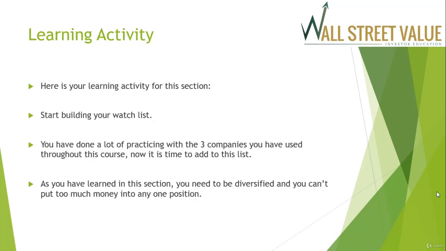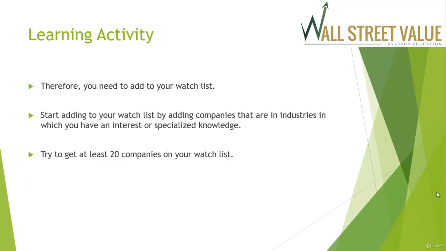Here's your learning activity for this section. Start to build your watch list. You've done a lot of practicing with the 3 companies you've used throughout the course. Now it's time to add to that list. As you've learned in this section, you need to be diversified, and you can't put too much money into any one position. Therefore, you need to add to your watch list. Start adding companies that are in industries in which you have an interest or specialized knowledge. Now, I want you to try to get at least 20 companies on that watch list.